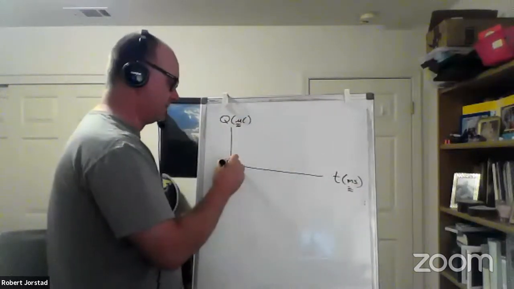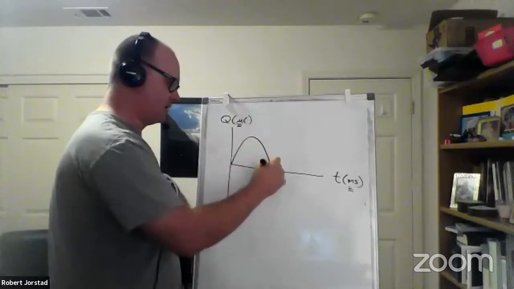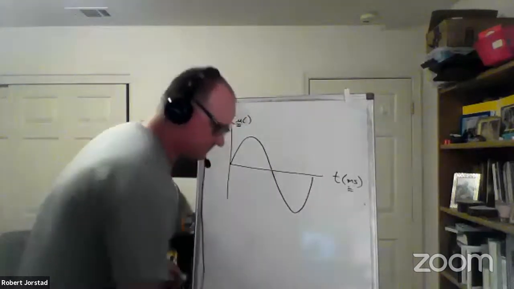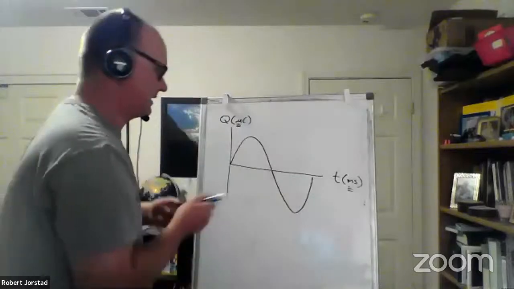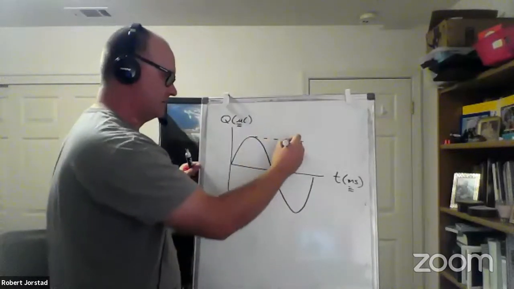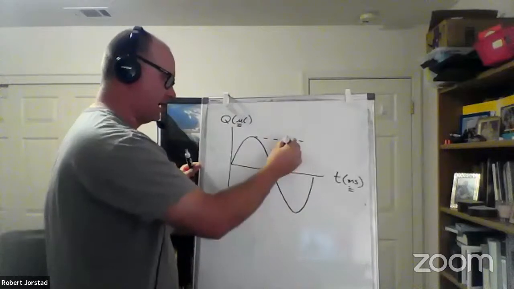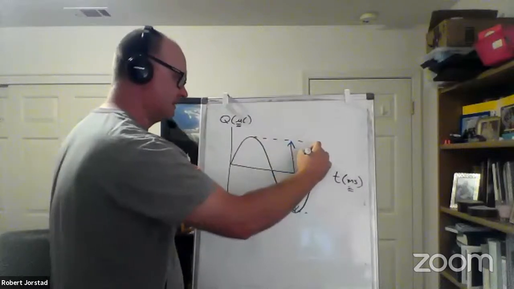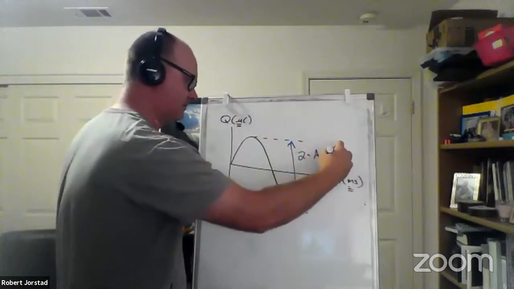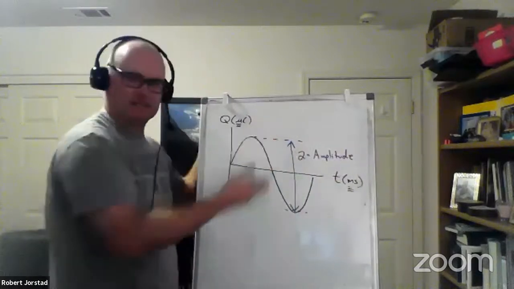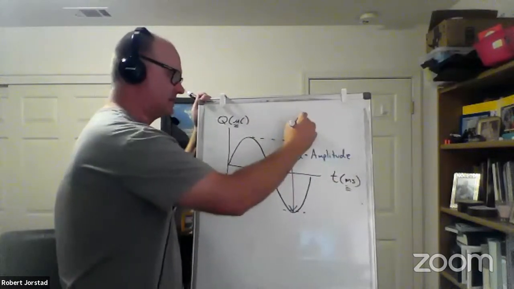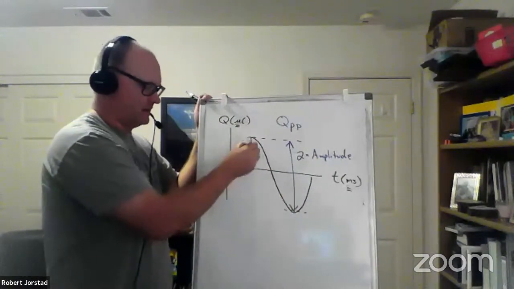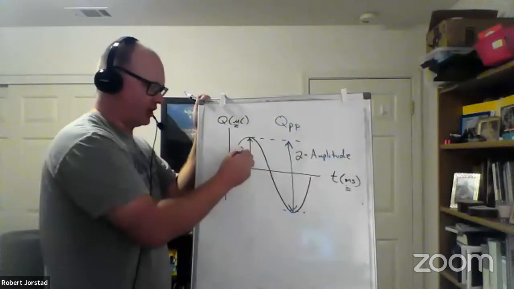Right. So if we have this thing, I just want to be clear here. If we have this curve, I know you should know this already from last week, but I just want to make sure. This is twice the amplitude. Sometimes that's called peak to peak. So we'll call that peak to peak. So in this case this would be charge peak to peak. This right here would be called peak charge.